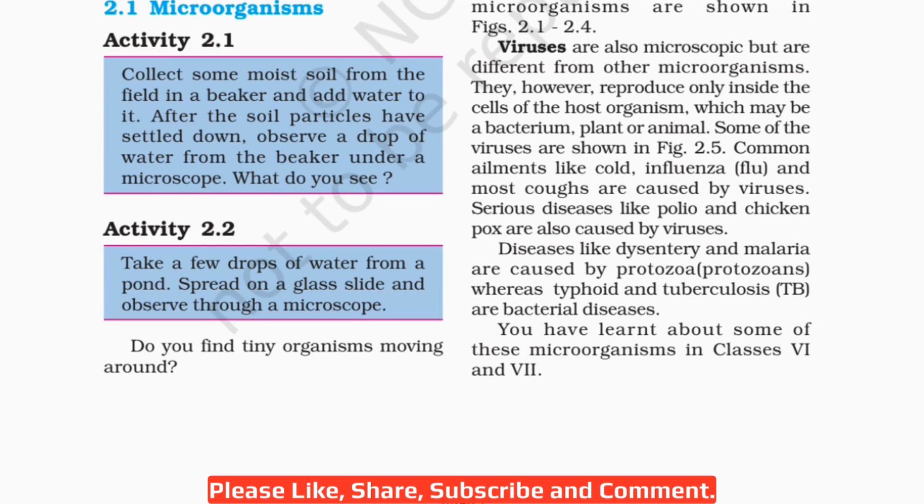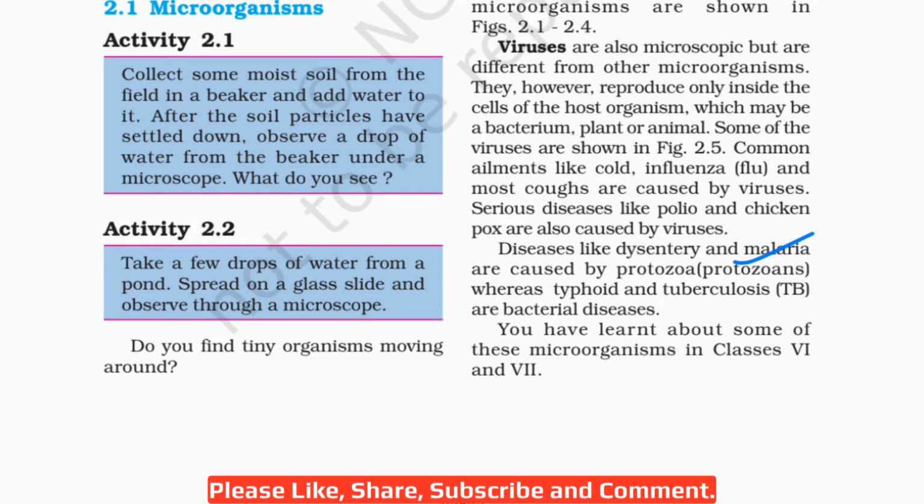Now let's talk about protozoa. Protozoa are also a group of single cell microorganisms. Protozoa are found in ponds, lakes, dirty water drains, damp soil. And for examples of protozoa, amoeba and paramecium are examples, and the diseases are already mentioned here. So you can prepare with the definition, then the example, and then the two diseases caused by these microorganisms.